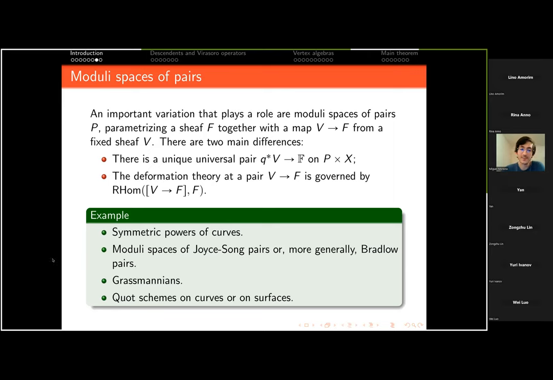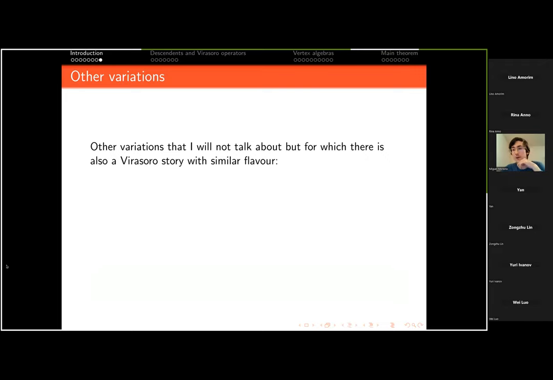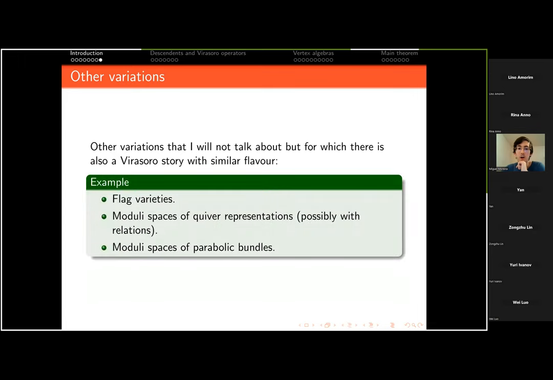Grassmannians, which are also a really simple moduli space of pairs just over a point, and Quot schemes on curves or surfaces. So these are just some examples. And also there are some other variations in which there is also some kind of story, but which I'm not going to talk about today at all. For example, flag varieties, moduli spaces of quiver representations, moduli spaces of parabolic bundles. And I guess we can maybe put here as a question, moduli spaces of sheaves on surfaces with a framing.